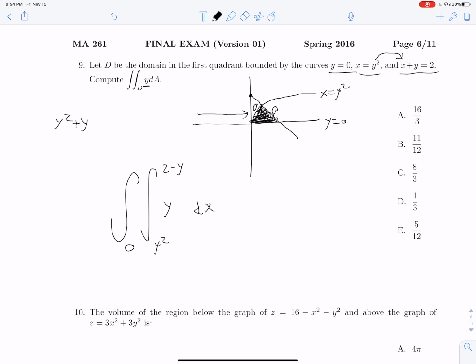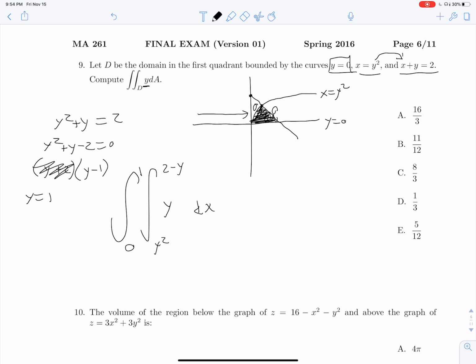Y squared plus y equals 2. We can subtract a 2 over and factor this thing, and we will get y squared plus y minus 2 equals 0, which is y plus 2 and y minus 1. And we only want the positive roots, because we're only looking for positive y values, since y is bounded below by y equals 0.